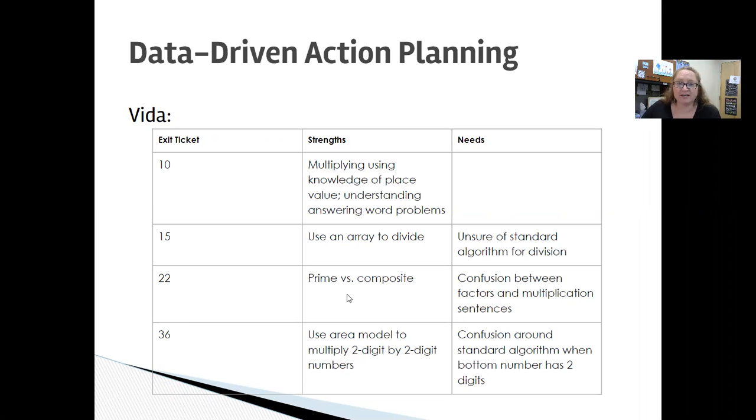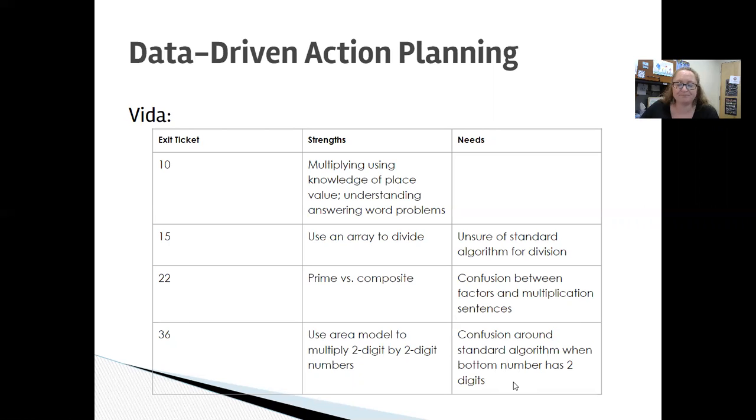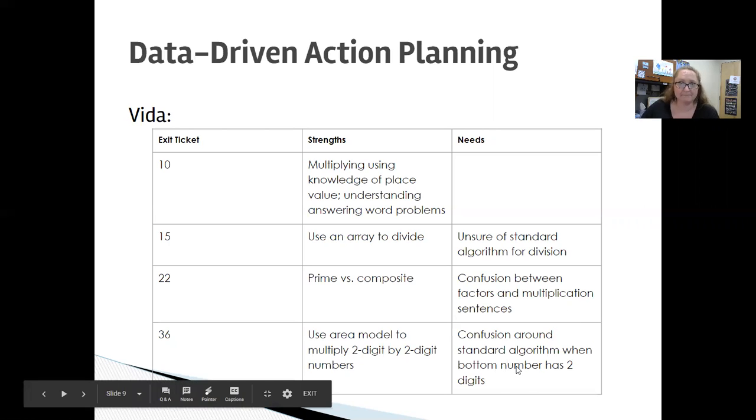The third one, she gets prime versus composite, but there's some confusion between factors and multiplication sentences. And you could even add that observation about maybe single versus double digit numbers. And then the last one, she can use an area model to multiply 2 by 2 digit numbers, but she did get a little confused around the standard algorithm when the bottom had 2 digits. There was a tiny bit of that confusion. All makes sense, right? Hopefully.